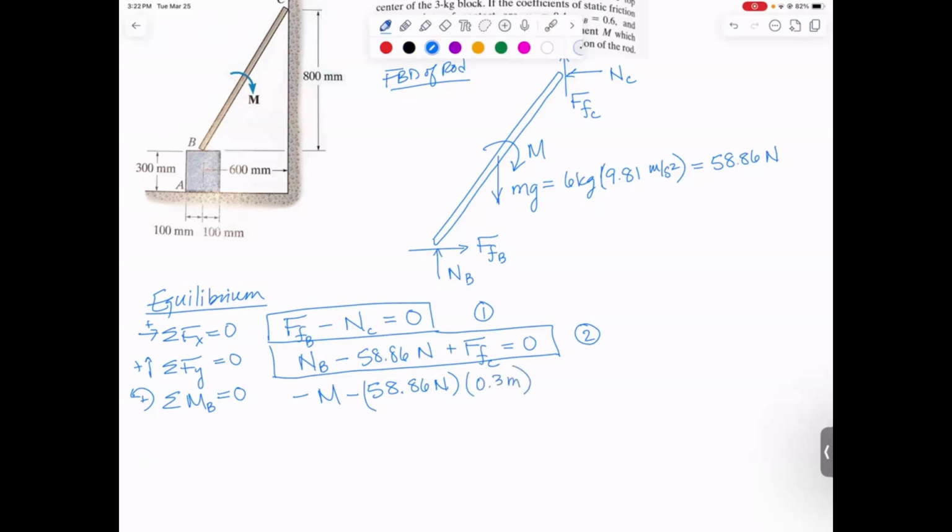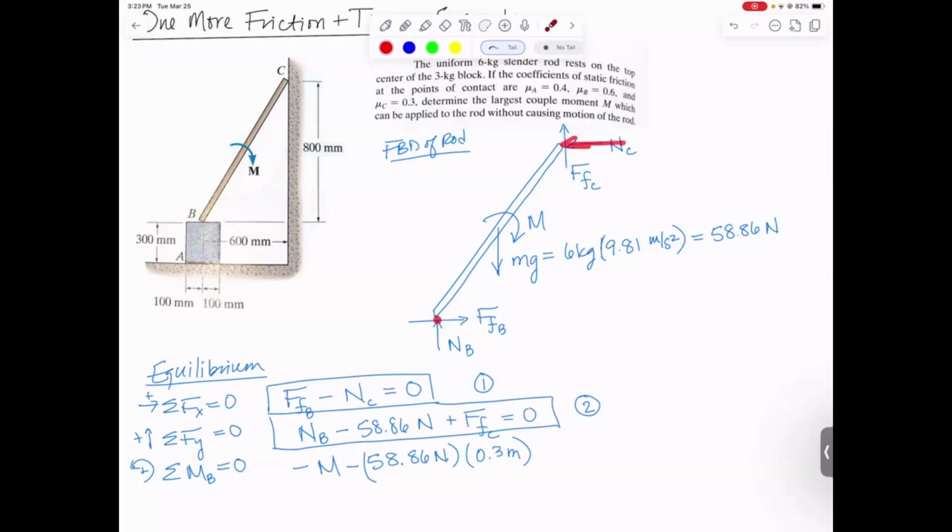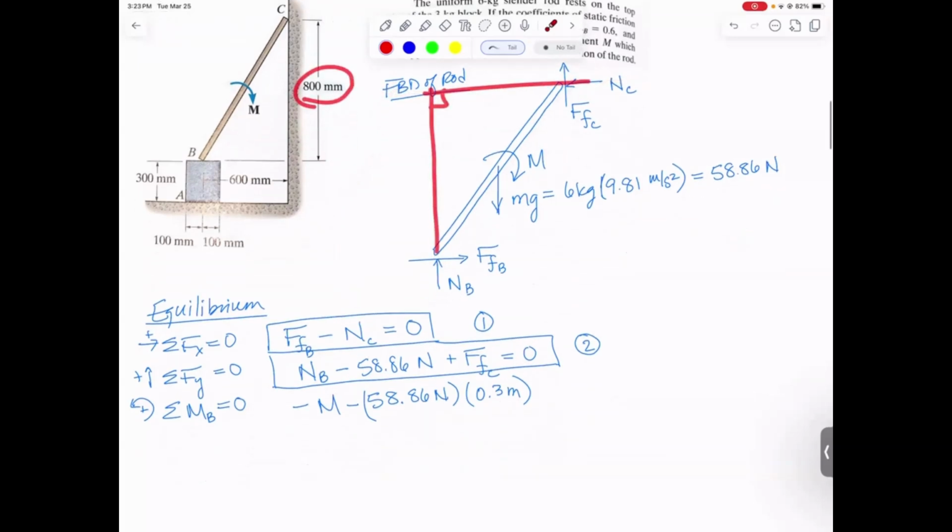If I only had forces times distances in here, I'd probably just leave it as 300 millimeters. But I probably want to get the moment in units of newtons times meters, not newtons times millimeters. So we'll just convert everything to meters in our equation. Normal force at C will cause a moment about point B, and it's going to be clockwise, and that perpendicular distance would be 800 millimeters. So I have plus NC times 0.8 meters.